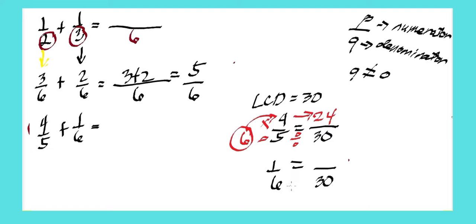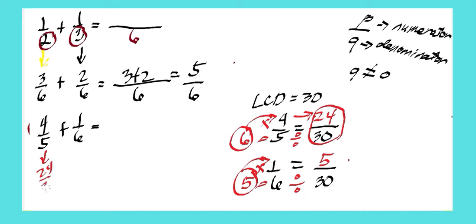Okay, again, you are just going to repeat it on the other fraction. So 30 divided by 6 will give you 5. Okay, and whatever the quotient 5, you multiply that to the numerator, which is 1. So 5 times 1 will give you 5. Okay, and now, because we have already rewritten the fraction, we are going to change this one. So 4/5 will become now 24 over 30. And 1/6 will become now 5 over 30.